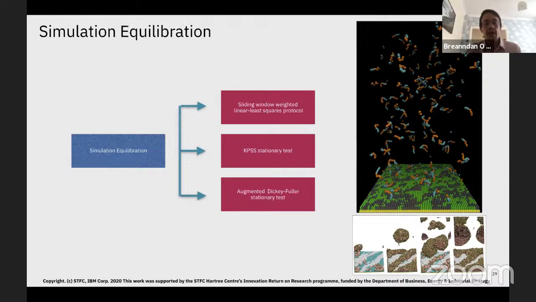And we also used a well-established sliding window weighted linear least squares protocol in order to determine the time step within the simulation at which point we have reached equilibration. And to ensure that from that time frame in the simulation until the end of the simulation, the time series of the variables or properties of interest to us are not trending upwards or downwards, that they are in fact, from a statistical stance, defined to be stationary. We also applied 2 well-known statistical tests for the property of time series stationarity.